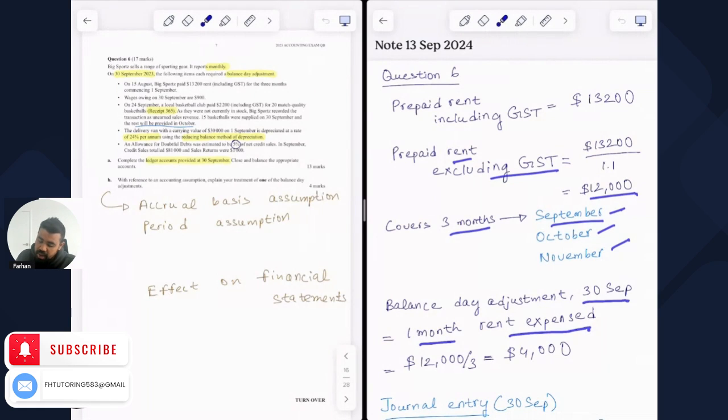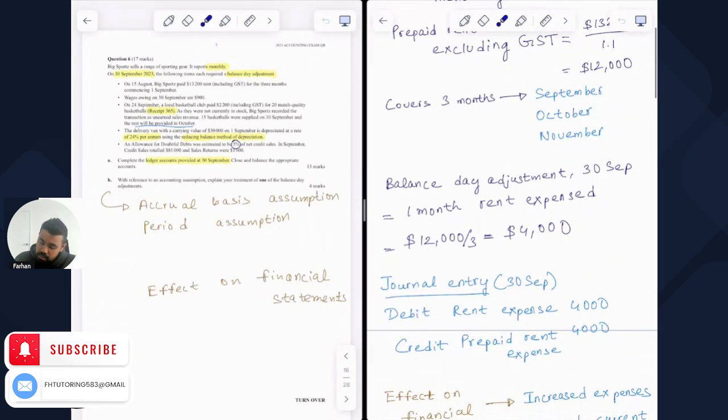So how do we find that? We divide 12,000 by 3, and that gives us $4,000 as the rent that we consume or expense or incur on a monthly basis. So how can we journalize this? If I was to journalize this on 30 September, I'll debit rent expense by 4,000 and I'll credit prepaid rent by 4,000. So what is the logic?